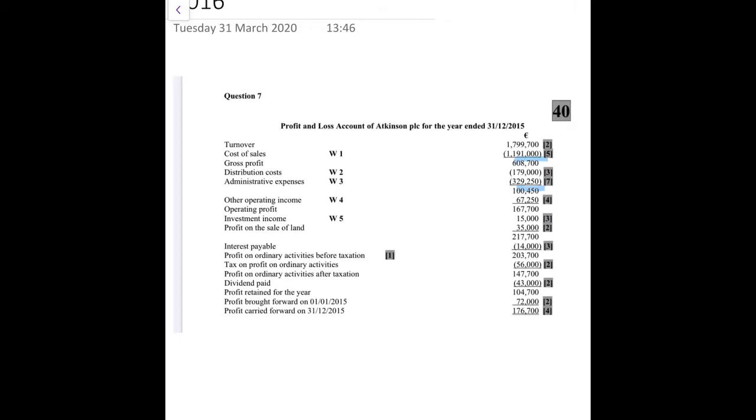€167,700. Okay, you're then putting in your investment income, but I'd like you to use the correct wording: it should actually be income from financial investments, so make sure you're labelling that correctly. Then we have our profit on the sale of land, and that €35,000 is coming straight from the trial balance, and that is an exceptional item, so it has to be shown separate. So you're not putting that into other operating income or anything like that. You have to show that separate always.